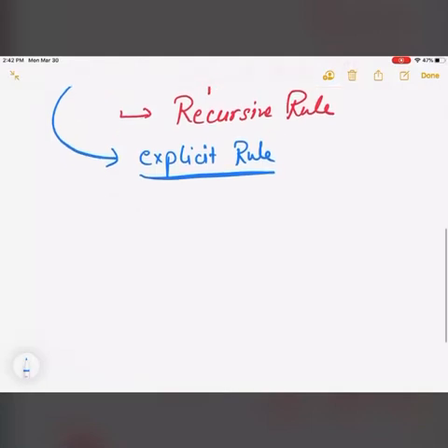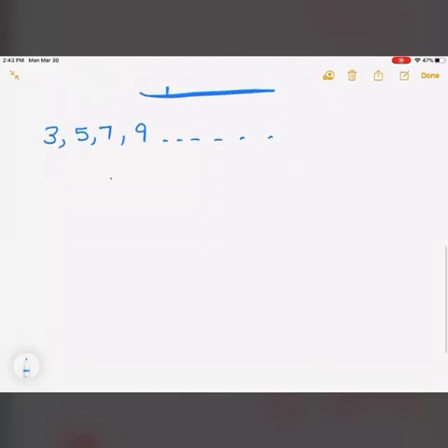All right, so let's try understanding the logic for the explicit rule. I'm just going to start off with an easy sequence. Let's say my sequence is 3, 5, 7, 9, dot, dot, dot. I'll make a table just to show you the pattern. So I'm just going to draw 4 different columns here.